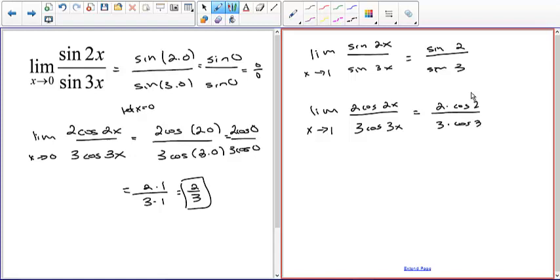And I forgot my calculator. Can I borrow somebody's calculator? Where's Lexi? And put it in radians. I don't think it makes a difference. Mode. Radians. Okay. Sine of 2 divided by the sine.